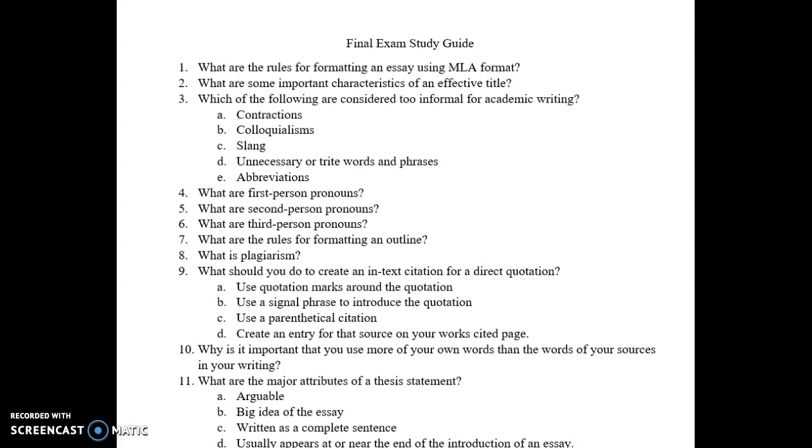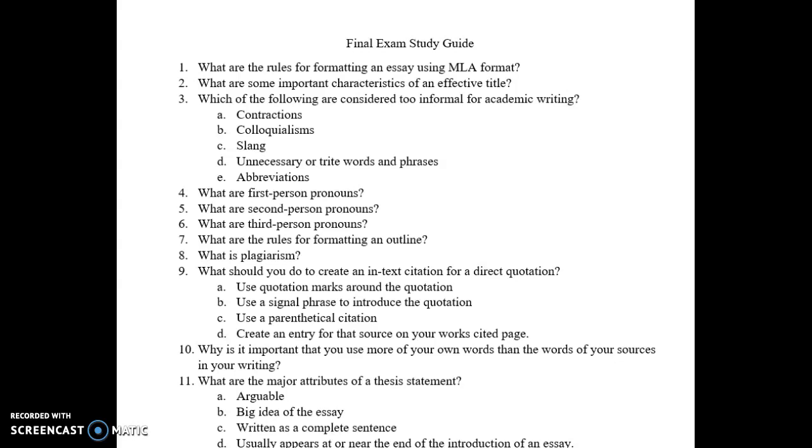Your heading should have your name, your instructor's name, the class, and the date. Your header is where you put your last name and page number. So there's a difference between heading, ING, and header with an ER, and that can be confusing. So read those questions carefully.